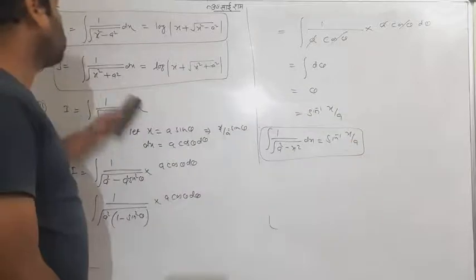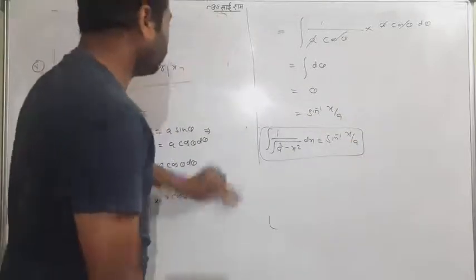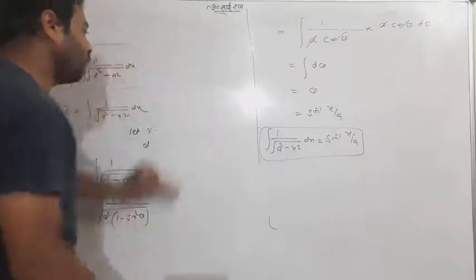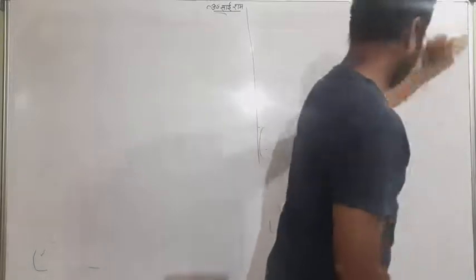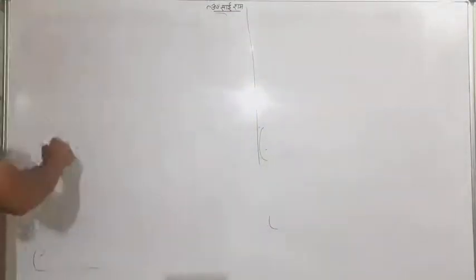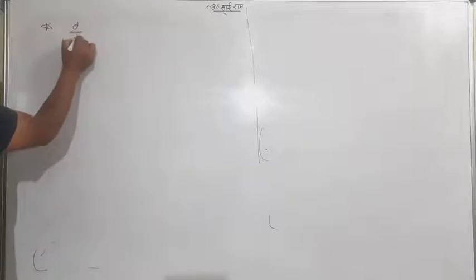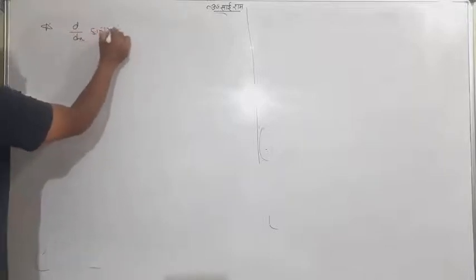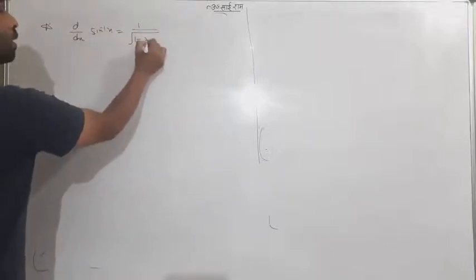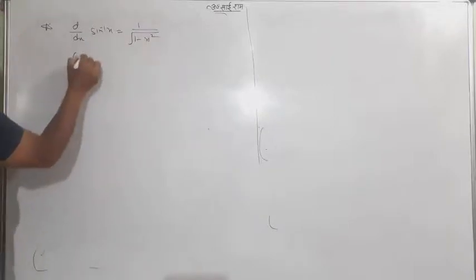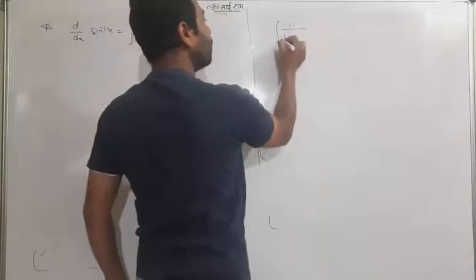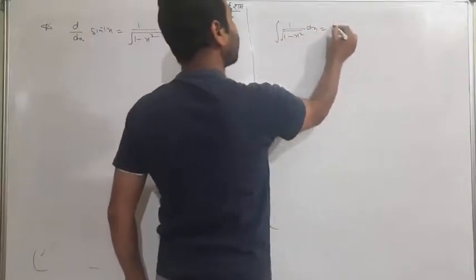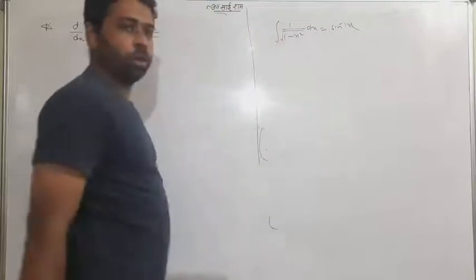Two things more I want to tell you, and you have to see them. Okay, let me tell you once more, and let me rub it all out now. You remember that dy dx of sine inverse x is equal to 1 upon root of 1 minus x square. So in case of integration I taught you the formula that the integral of 1 upon root of 1 minus x square dx was sine inverse x. You must remember.